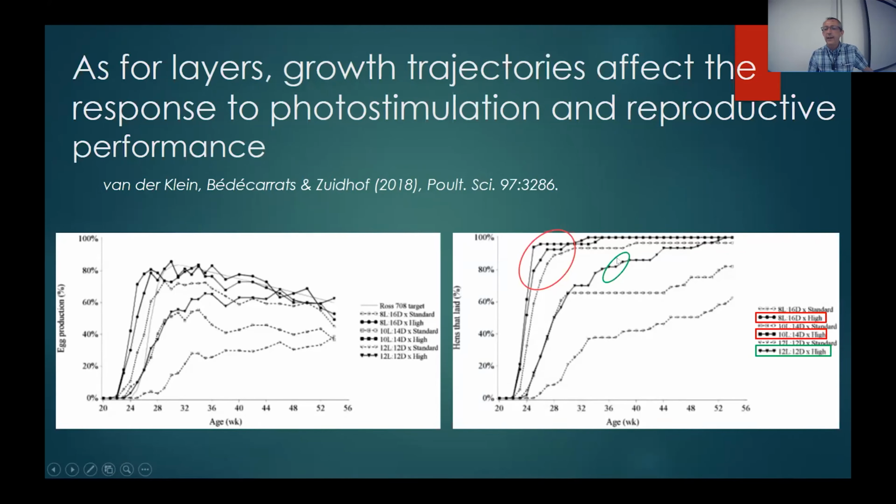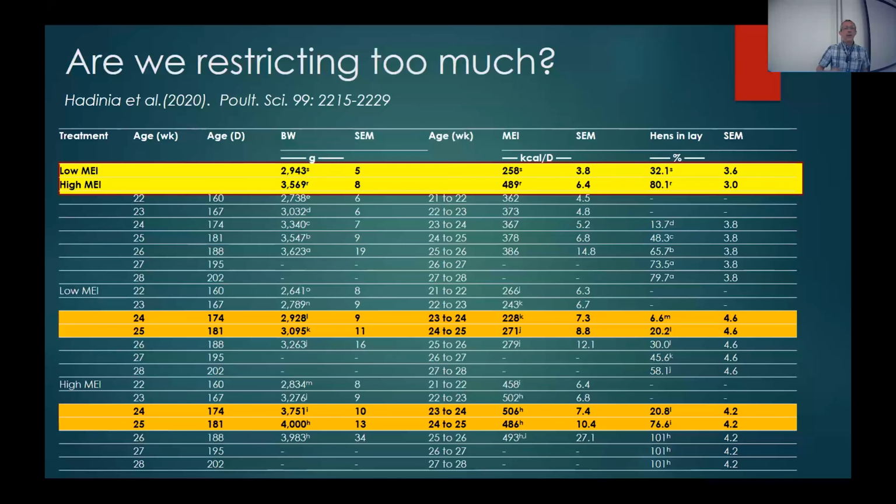And in green here, if we look at the high diet that was under 12-12, you can see it was delayed in the entry in lay, suggesting again that we need to coordinate the photoperiod during rearing with the diet and as well at the time of photostimulation. Now, in another recent study published by Martin's group by Adinia et al.